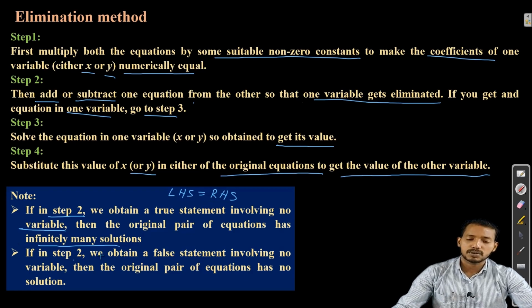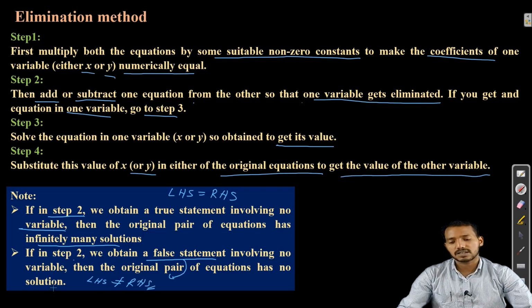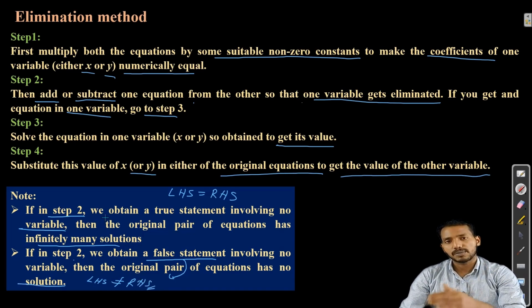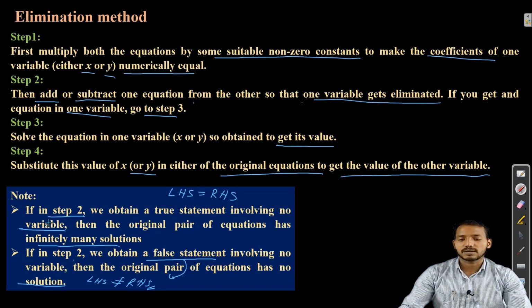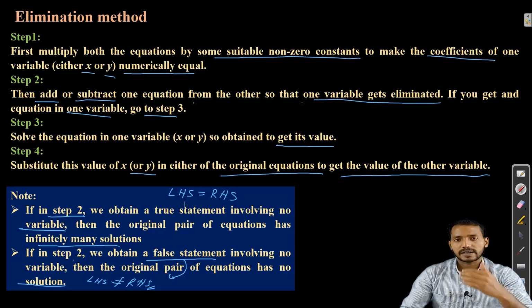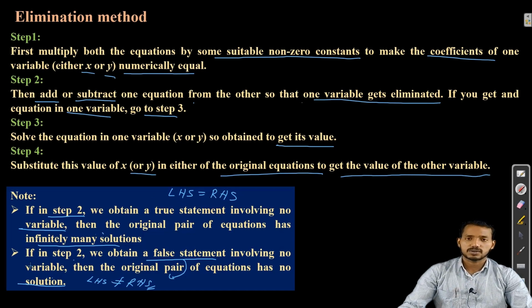And if in step 2 we obtain a false statement involving no variable, that means you get a statement where the LHS is not equal to RHS, and with no variable, that means it has no solution. But usually we will be asked to solve the questions with a unique solution. Clear? But sometimes it may happen like this. So if we get this in step 2, then you can decide that the given pair of equations does not have a unique solution, either it has infinitely many solutions or no solution.